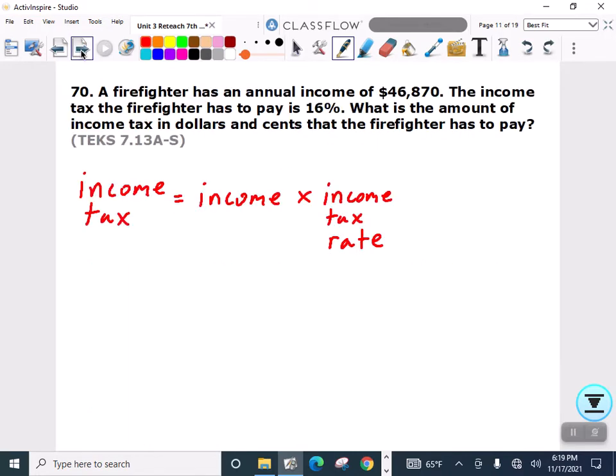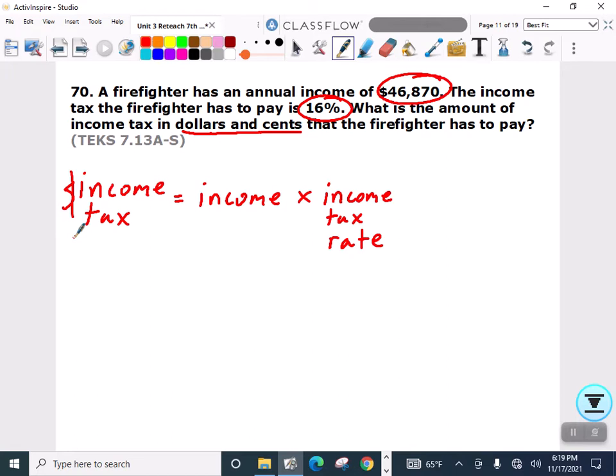70. A firefighter has an annual income. Firefighter has to pay tax like the rest of us. They tell us what the tax rate is. So we want to know how much in dollars and cents. So that means we're going to round at the cents that the firefighter has to pay. So the income tax equals whatever the income is multiplied by the income tax rate. And that will give you the dollar value of the income tax.